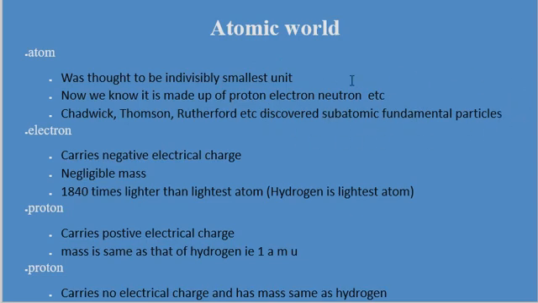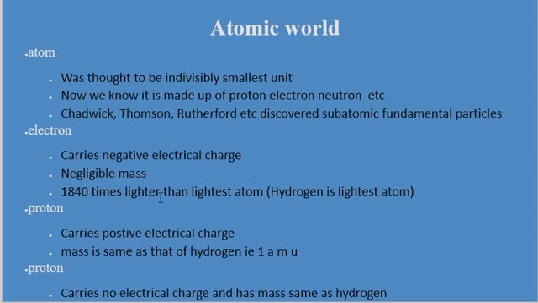Atom consists of subatomic fundamental particles called proton, electron, neutron. What is an electron? Electron is something that carries a negative electrical charge. It has a negligible mass. Negligible mass means what? It is very small in mass and weight. How small? About 1 by 2000 of the lightest atom.